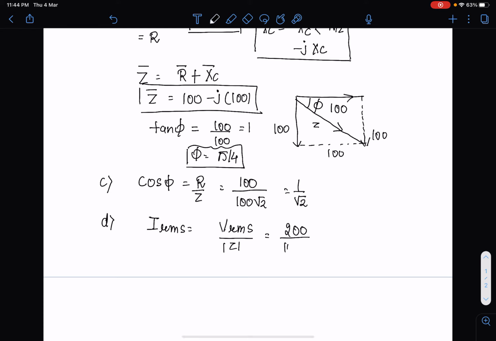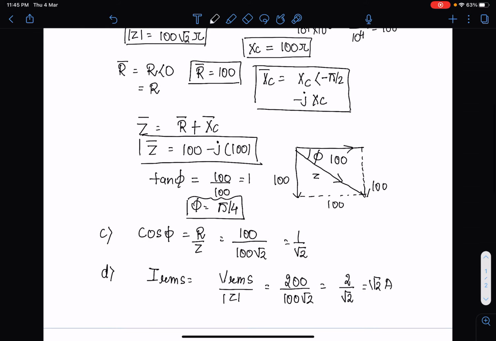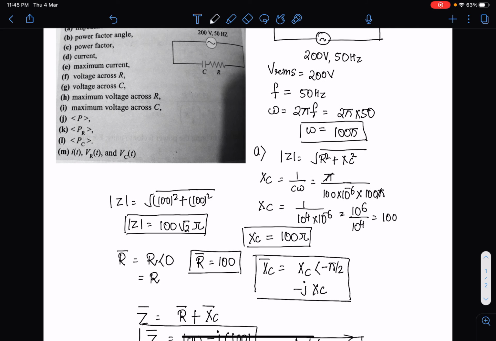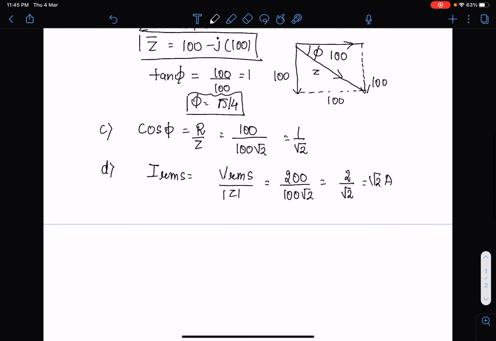So 100√2 / 100√2, so this is equal to 2/√2, right. 2/√2 is nothing but √2 ampere. So √2 ampere is the RMS current here, right. Next we have to calculate what is the maximum value of the current.